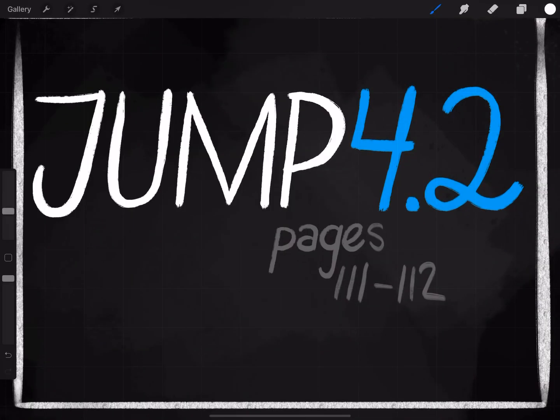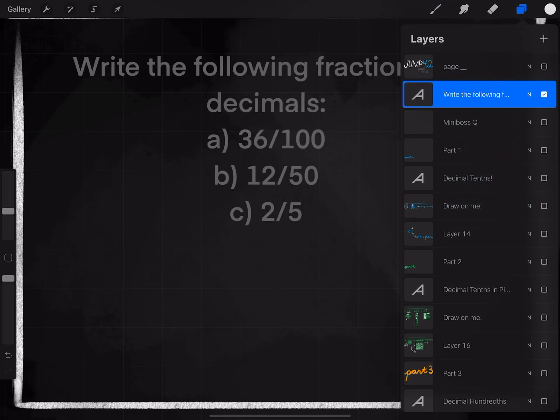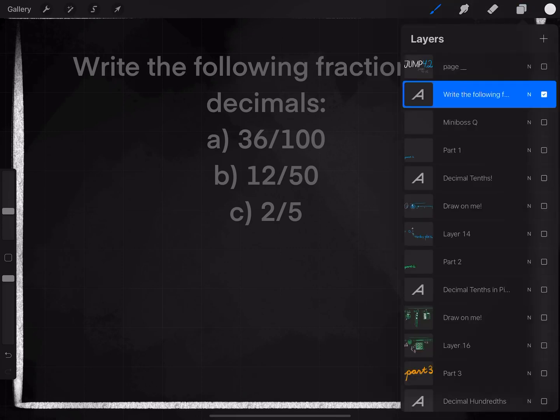All right, here is our jump lesson on pages 111 through 112, and we get to start with decimals, which are pretty fun. So here's our challenge: write the following fractions as decimals. If you think you know how to do it, you can try it right away. Otherwise, try it after doing your jump work and after watching this video.